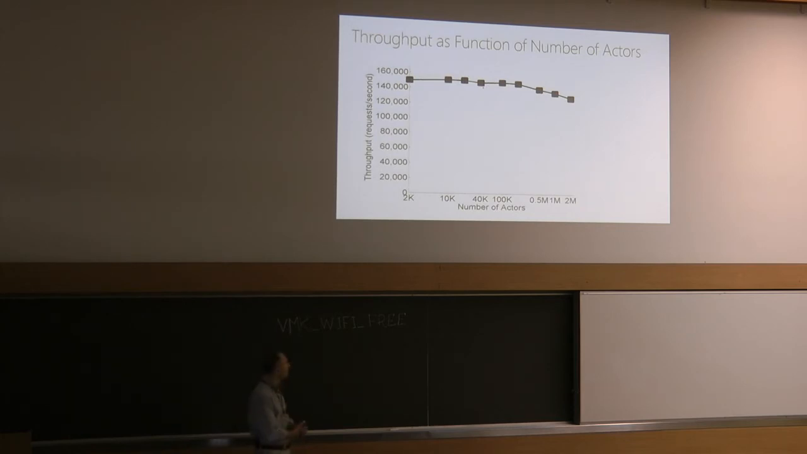This is another graph of throughput as a function of the number of actors in the system. There is some degradation if you throw more and more actors, because it's more expensive to maintain directories and other data structures that are a function of the number of items in the system, the number of grain activations. But you see, it's very modest. It's not like it falls off a cliff.